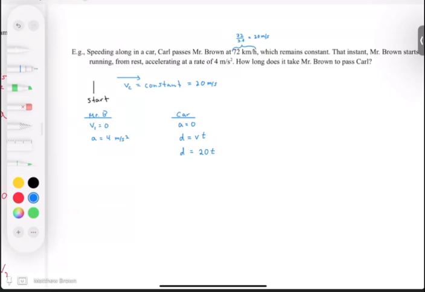So we're starting at the same position. This situation starts right when the car passes me, so we're at the same position then. We want to know at what point later in time are we at the same position. So that's the real key here, is that our positions, or the distance traveled, has to be the same.